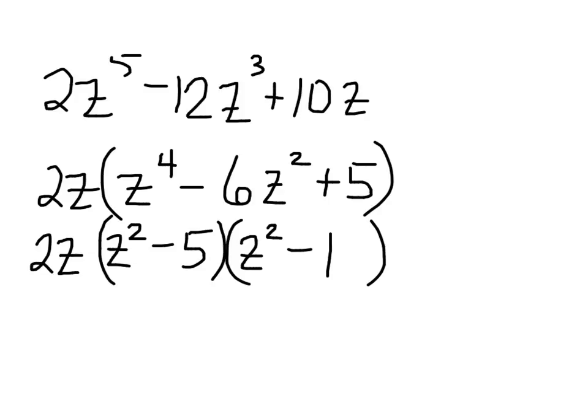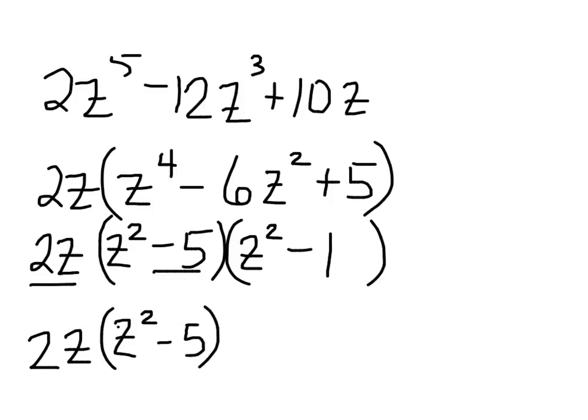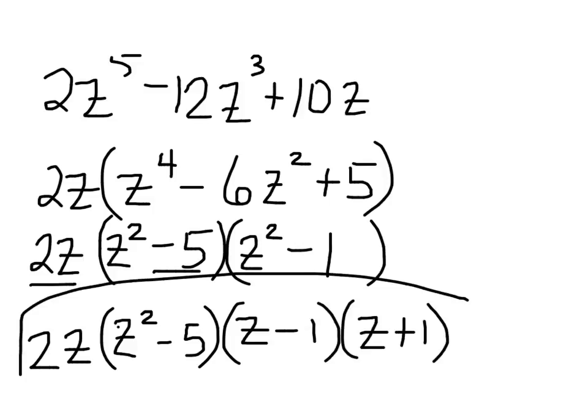Are we done with this one yet? No. This isn't going to do anything, so I might as well just write that down. What times what gives me negative 5 but adds up to be 0? That's not going to happen, because the only things that multiply together to give me negative 5 are negative 5 and positive 1, and when I add them, that's not 0. But what about the back? What times what gives me negative 1 but adds up to be 0? Negative 1, positive 1. That's number 20.